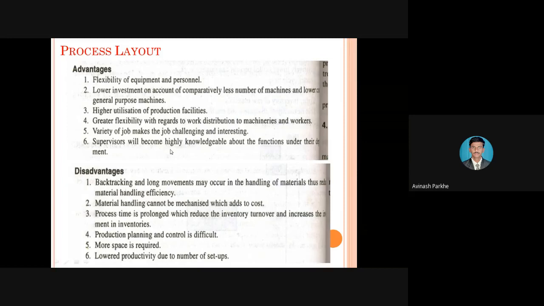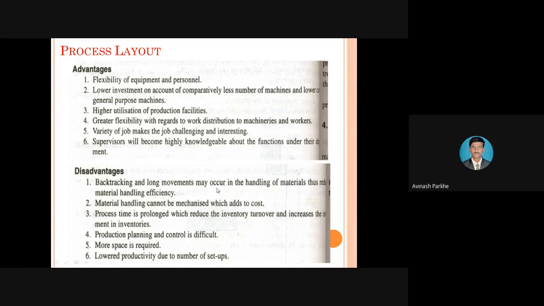Then the supervisor will become highly knowledgeable about the function under development. If we are manufacturing a number of products using the process layout, your knowledge goes on increasing. Therefore, supervisors will become highly knowledgeable. As we are manufacturing different types of products, we are applying different types of knowledge while designing that particular product. Therefore, that supervisor, that worker, becomes very knowledgeable. So these are the advantages, but there are some disadvantages also.